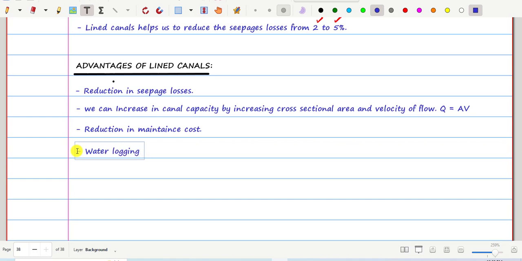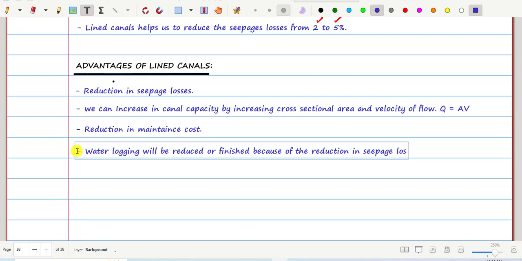So the next advantage is water logging will be reduced, because most of the time water logging occurs because of the seepage in the canal, right? So in case of lined canals, the seepage is reduced, so water logging will also reduce, or it may finish. The reason is the reduction in seepage. If you reduce seepage, obviously you are going to reduce the water logging problem.